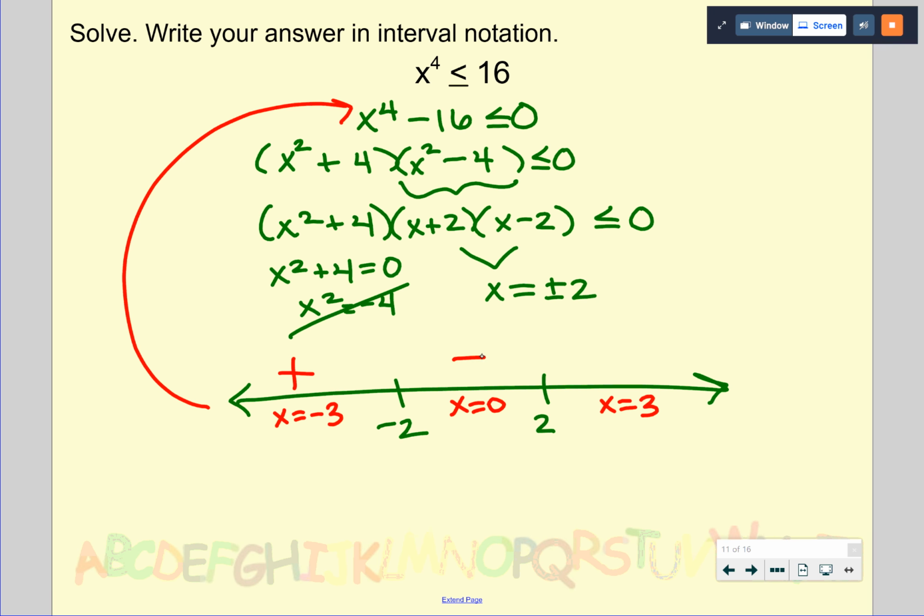Negative 16, so it's negative. And then if you plug in 3, won't you get the same answer as when you plug in negative 3? Because taking it to the 4th power, it's going to be positive. Okay. So now look at your inequality sign where the 0 is. Am I looking for positives or negatives?